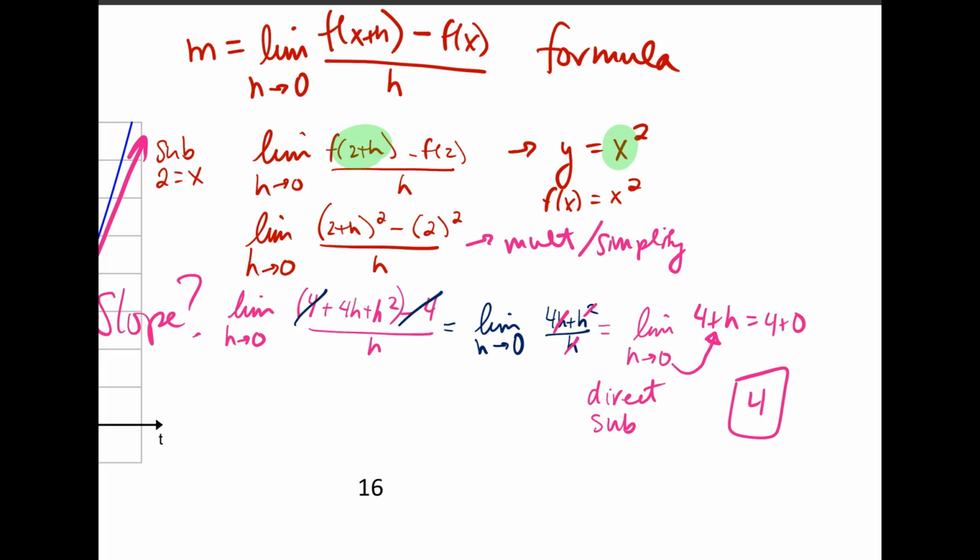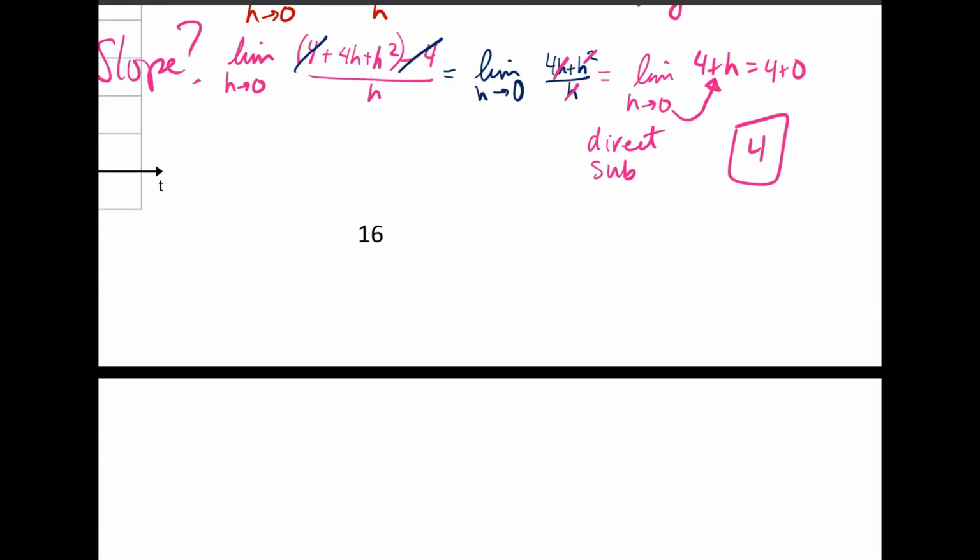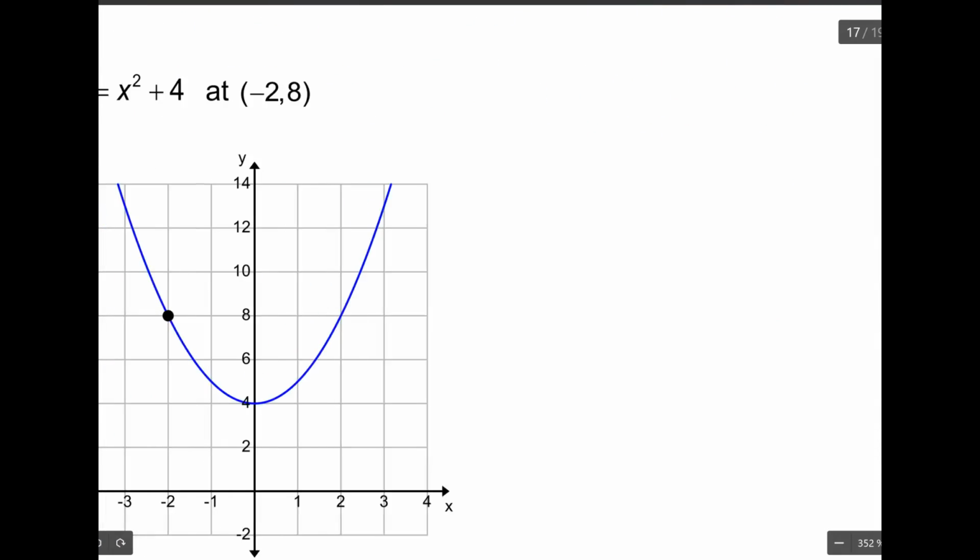Can you not just plug in 0 at the beginning? No, because you would get 0 on the bottom, and you don't want to be dividing by 0. Use direct substitution. Cool. Okay, keep going. Part B.